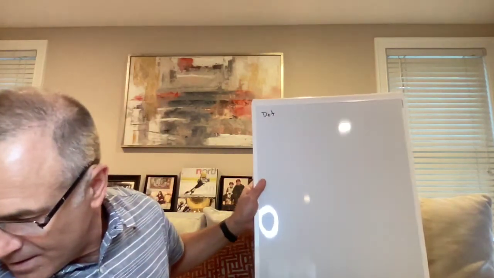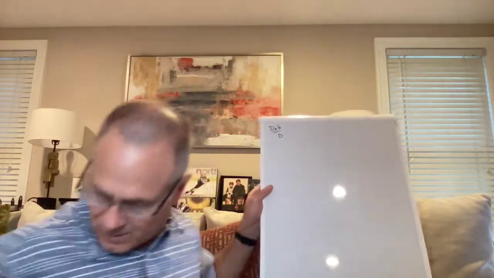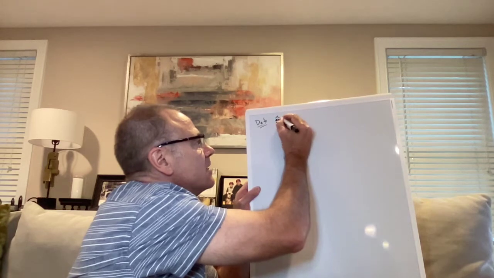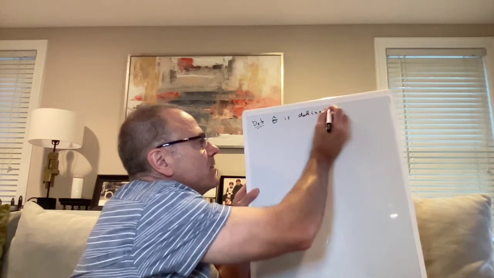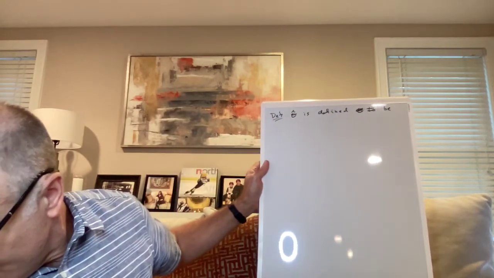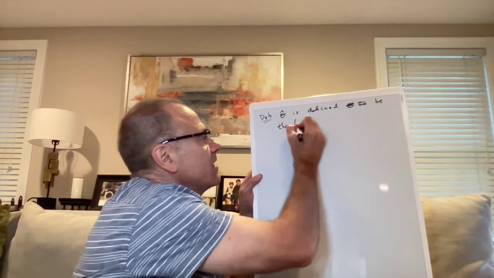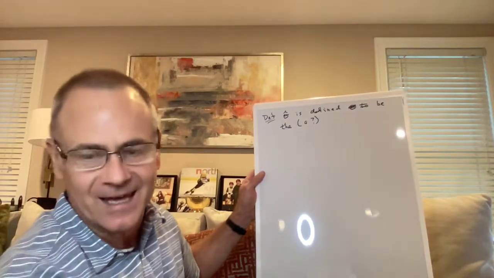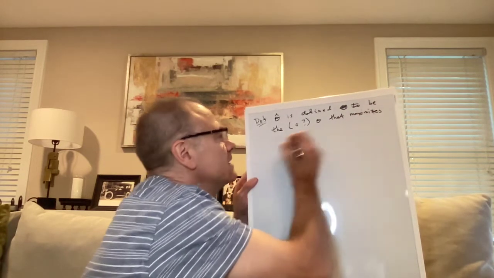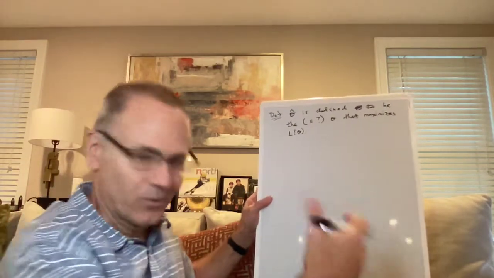Next, Green writes, theta hat is defined to be, and I'm going to put parentheses, maybe he should have written A, the theta that maximizes L of theta, where L of theta is the likelihood function that we just defined on that earlier board.